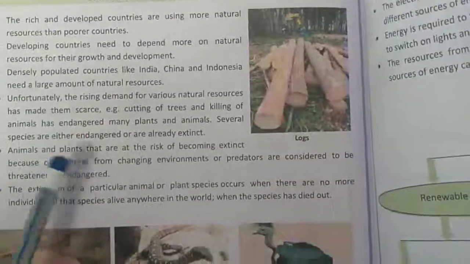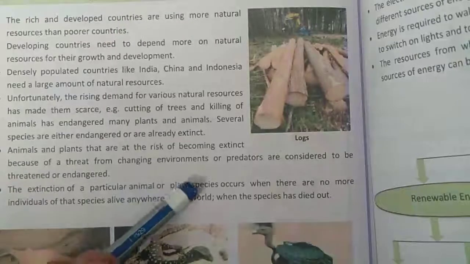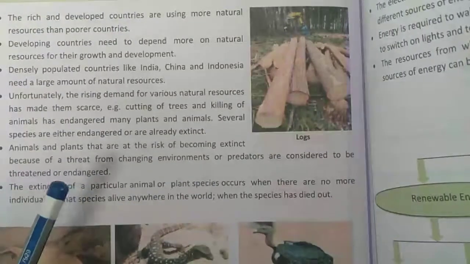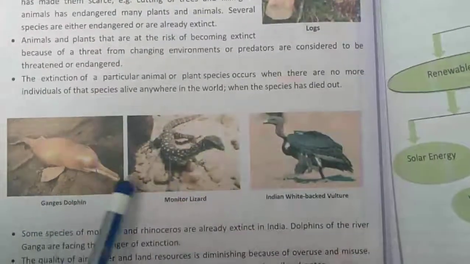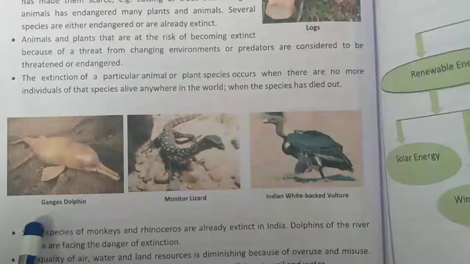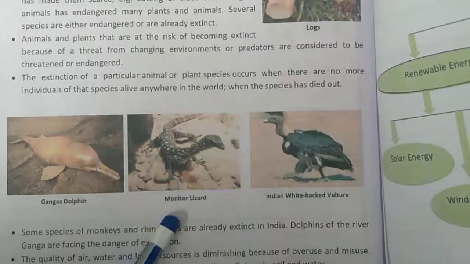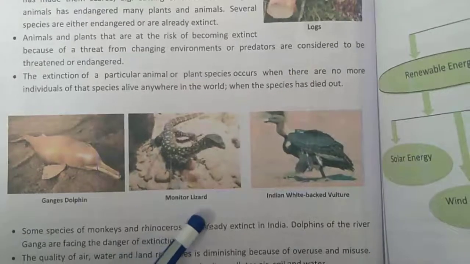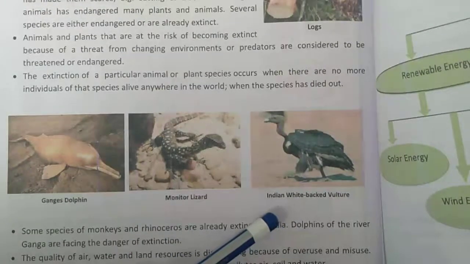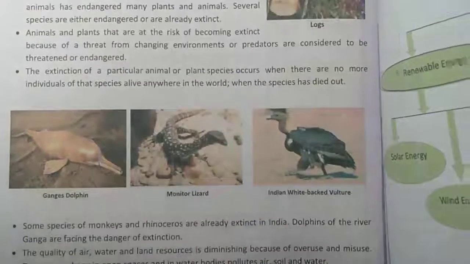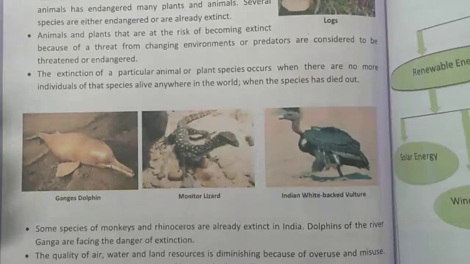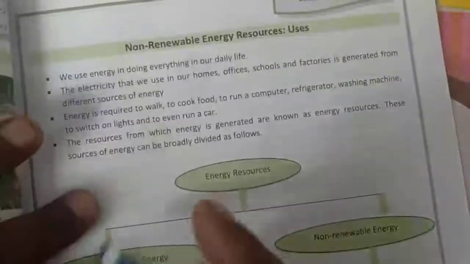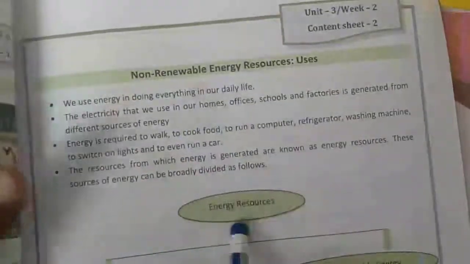And for that, what is necessary? Animals and plants that are at high risk become extinct or endangered. There are some pictures given of endangered animals. These are the species: Gangetic dolphin, monitor lizard, Indian white-backed vulture. These are some of the species which are nowadays becoming extinct, right?